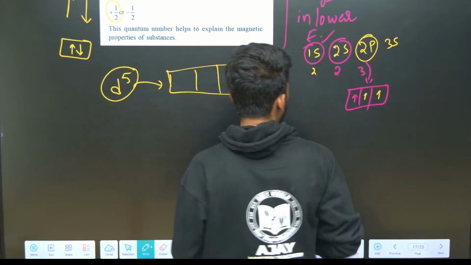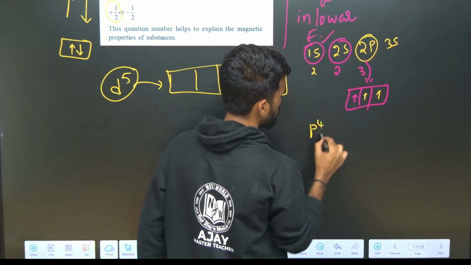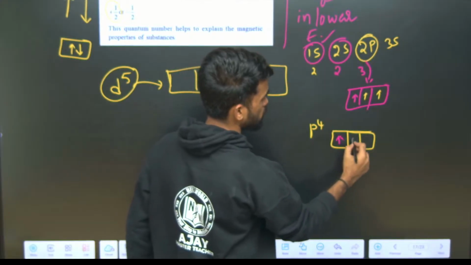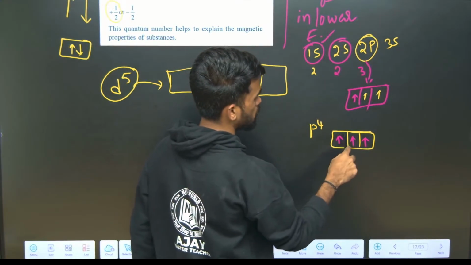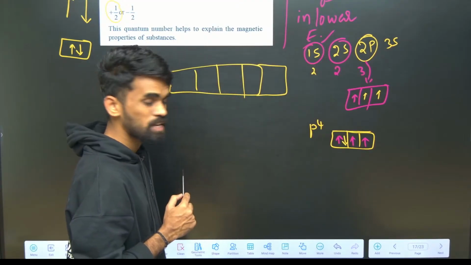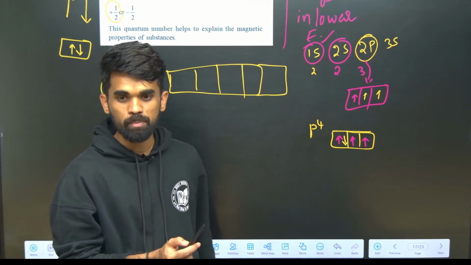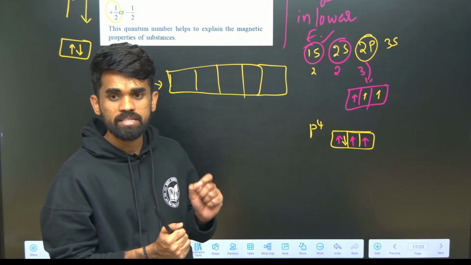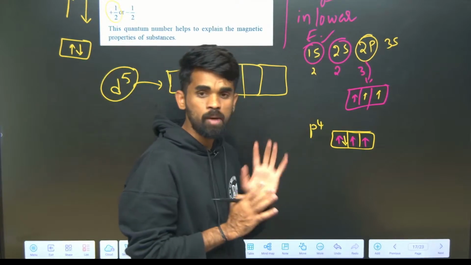That value should be greater, I am saying. Next, if I have p4, how should I fill? In the p orbital we have 3 orbitals. So first fill 1 electron each, then the 4th electron goes here with the opposite spin. That opposite spin is given by Pauli's exclusion principle. What does it say? No 2 electrons in an orbital should contain the same spin. They should have opposite spin.